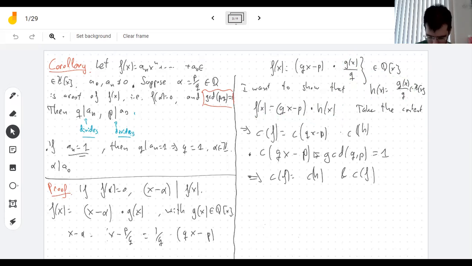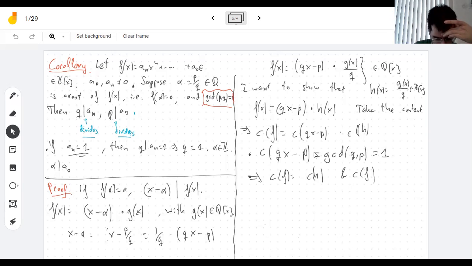Wait, I'm a bit confused. What's the f of x equals gx minus p? Is that not a g? F of x equals gx. That's the q. That's alpha. A q. Yeah. Okay. Sounds like you fixed it. I don't know where you are looking at.